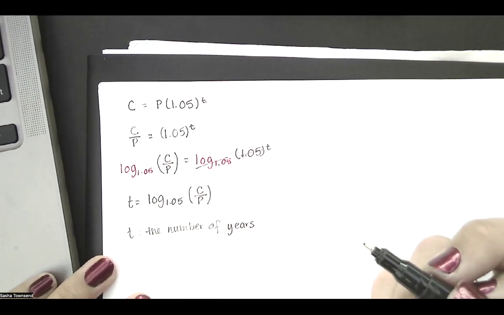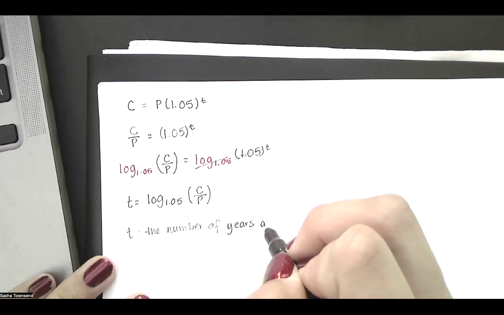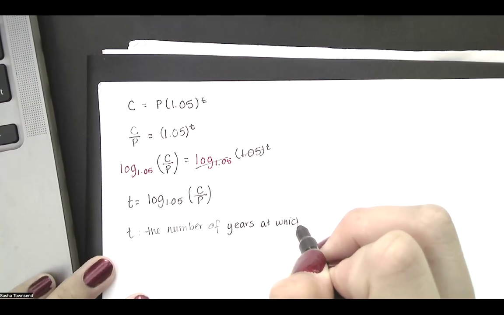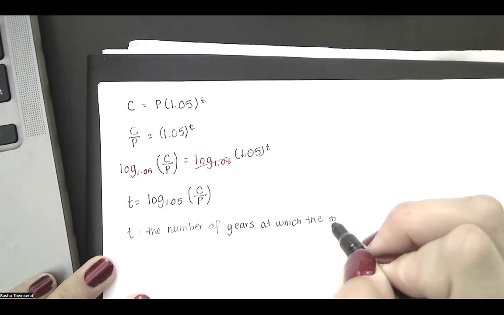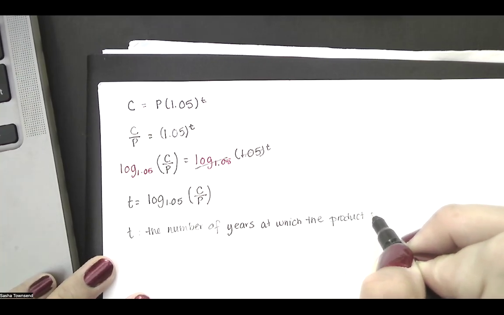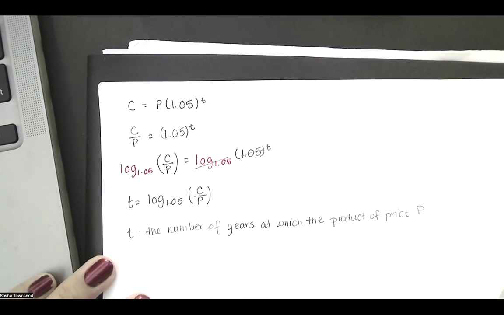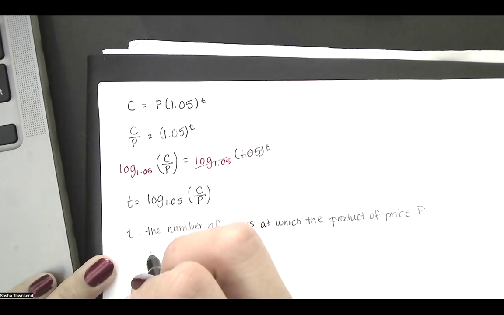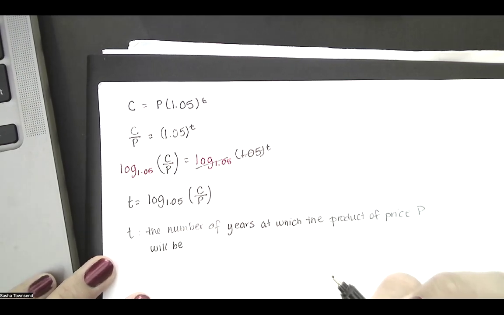What should I say? The number of years. I'm having trouble with my English, at which the product of price P will be, how do I say this?